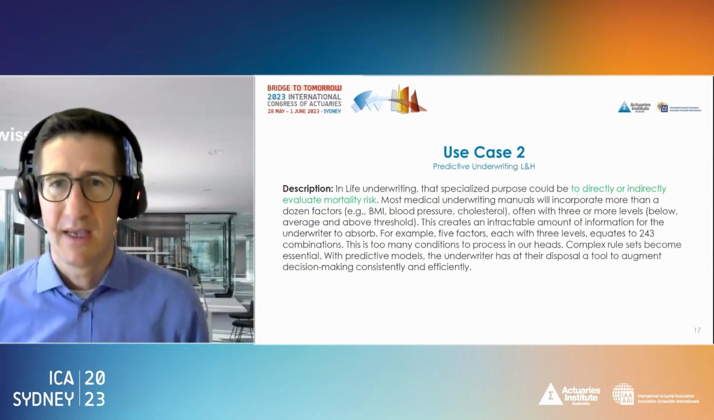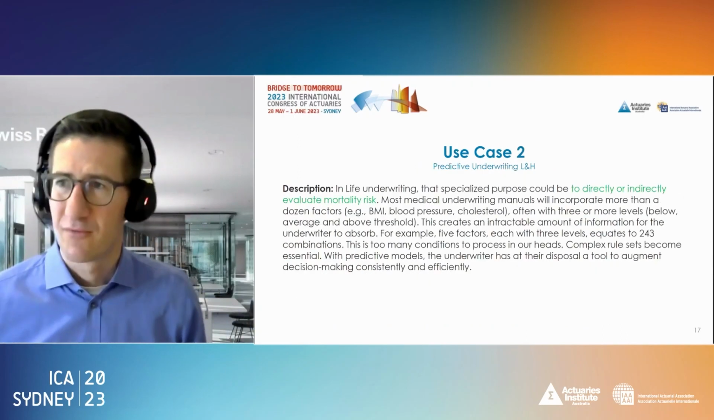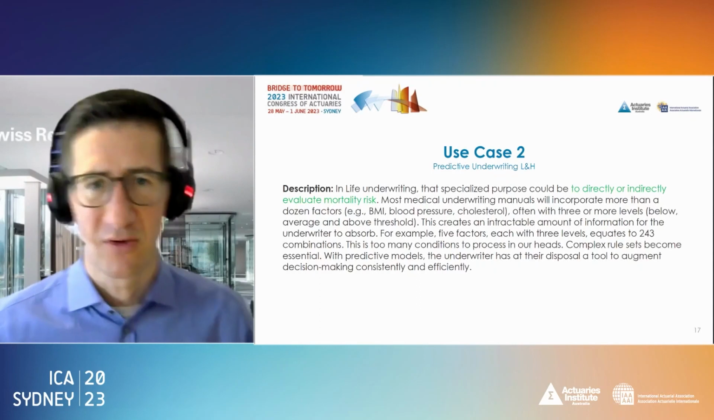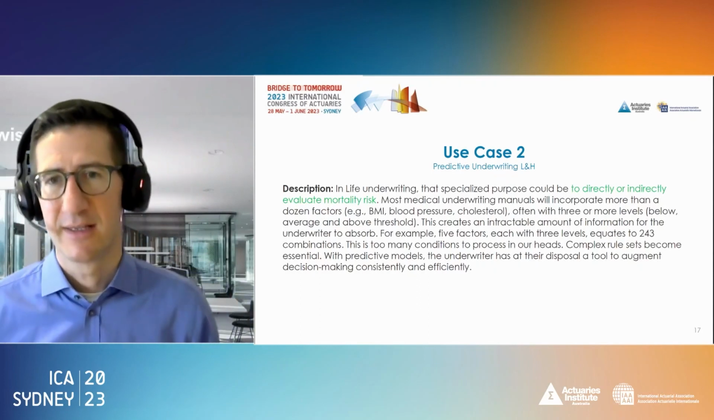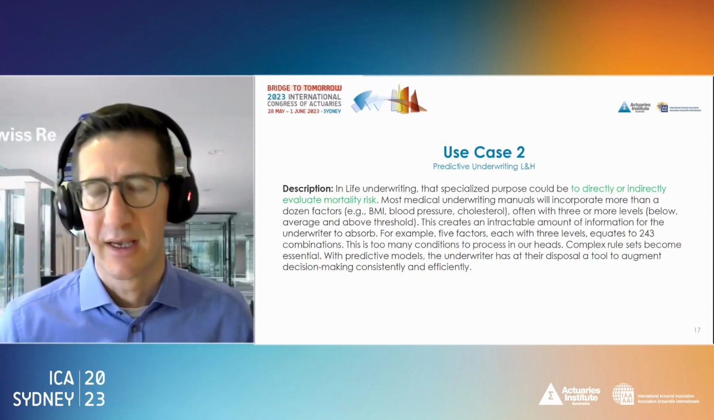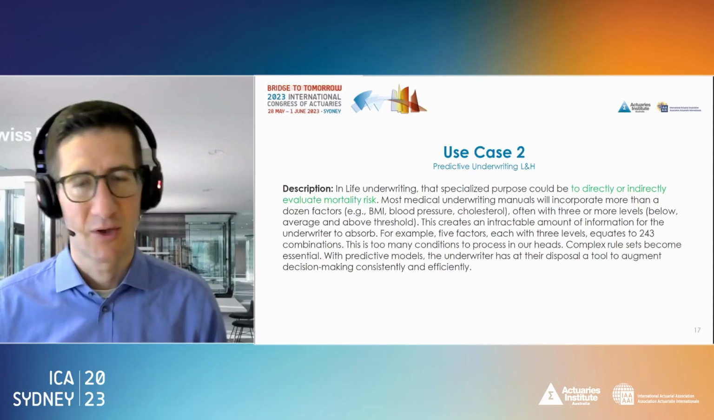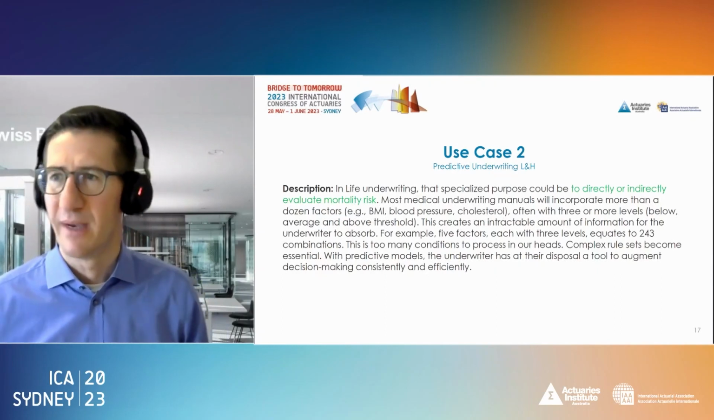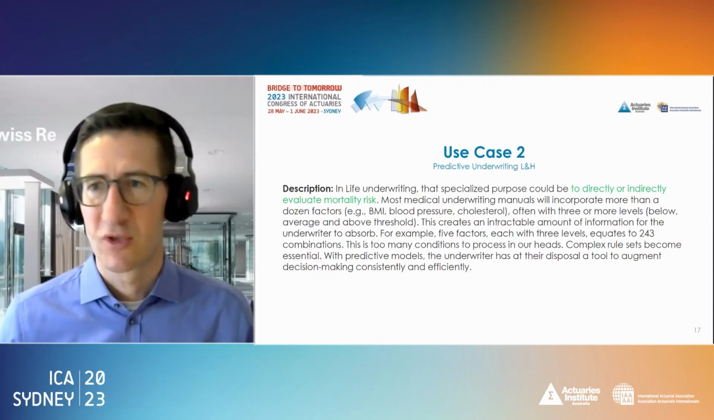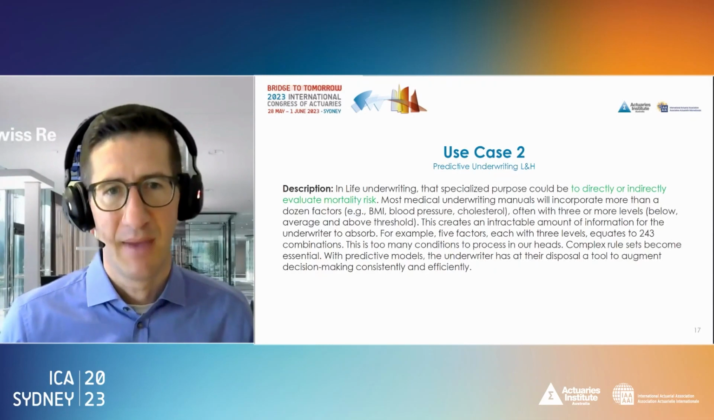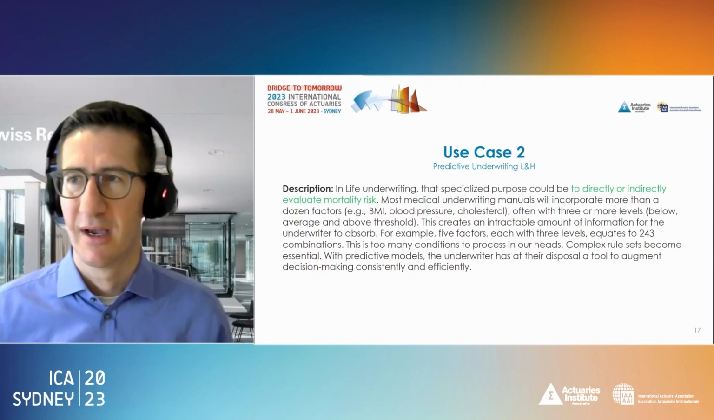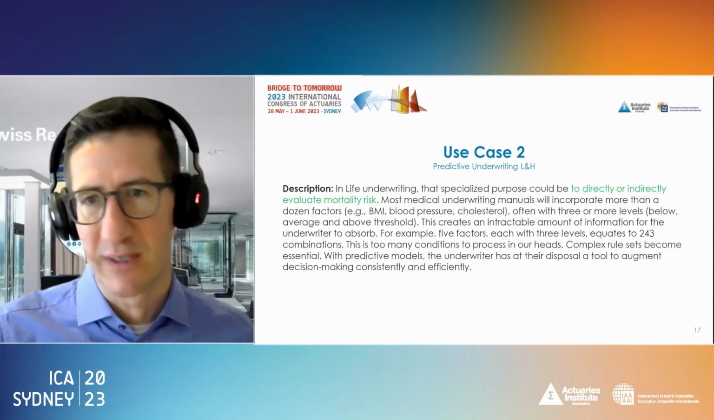The second use case is in life underwriting, where quite some factors are collected, and at the end there is a decision about whether the corresponding risk is going to be underwritten or not. And currently the big reinsurers and insurance companies have sophisticated rule-based systems, and there is really the opportunity to include machine learning to help the underwriters make the decision about accepting or declining the corresponding risk.